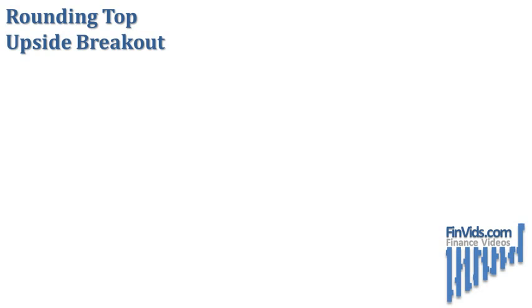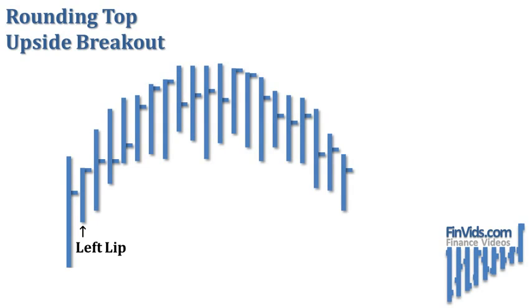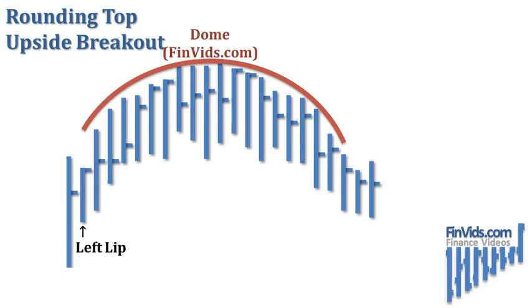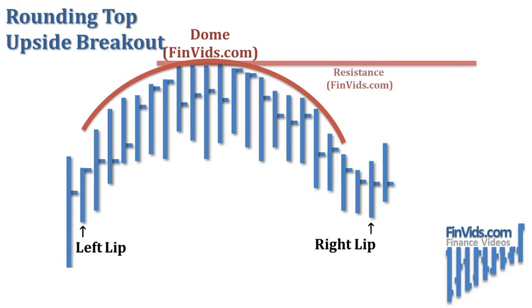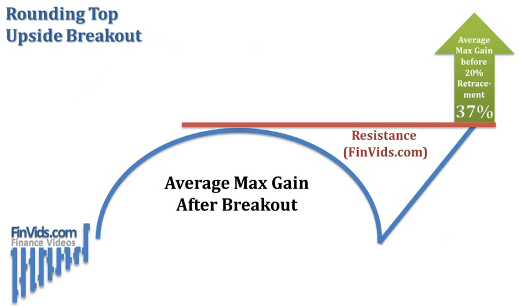Now here we have another rounding top. So we have prices moving upward and then rolling over, creating that dome look. Prices begin the consolidation period afterwards. Now here we have drawn a resistance line at the peak of the rounding top, and as prices break out above that, a buy signal is triggered. So this is a rounding top with an upside breakout. The average maximum gain after a breakout is 37%.